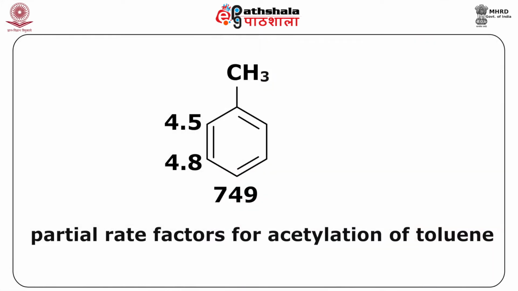Therefore, the partial rate factor for a given group and a given reaction is used, which gives the rate of substitution at a single position relative to a single position in benzene. For example, let us consider toluene. Toluene is acetylated at the ortho position 4.5 times as fast as the single position in benzene itself. Therefore, its partial rate factor at the ortho position will be 4.5 for the acetylation reaction. Similarly, if the reaction takes place at meta, it will be 4.8. However, at the para position, it is going to be 749.